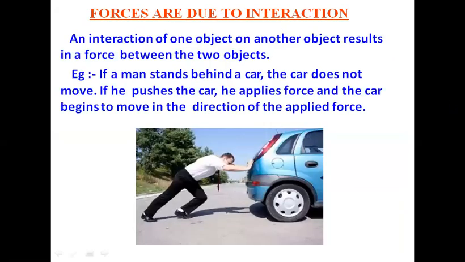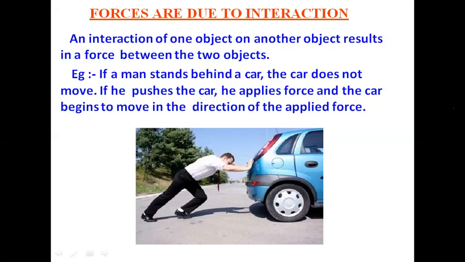To let a force come into play, two or more objects must interact with each other. For example, an image is given below. If a man stands behind a car, the car doesn't move. If he pushes the car, he applies force and the car begins to move in the direction of the applied force. So with this example, you can understand that interaction between one object and another object is a necessary condition for the force to be in action.